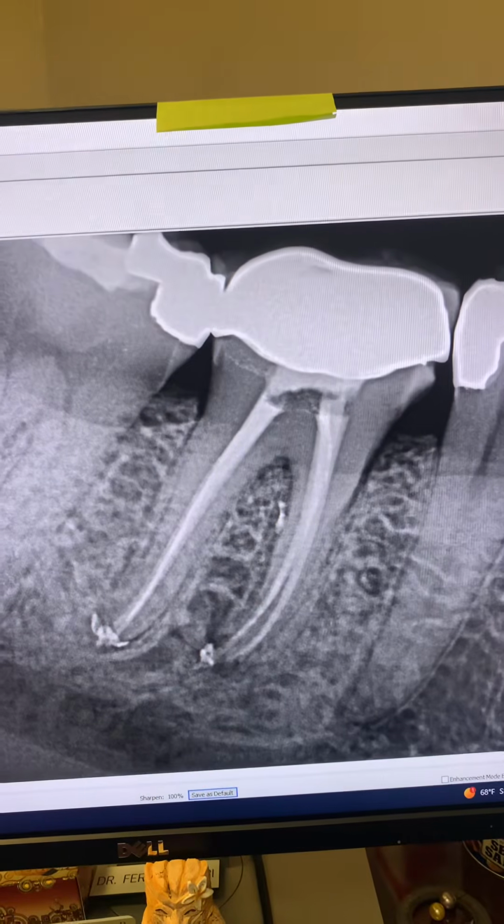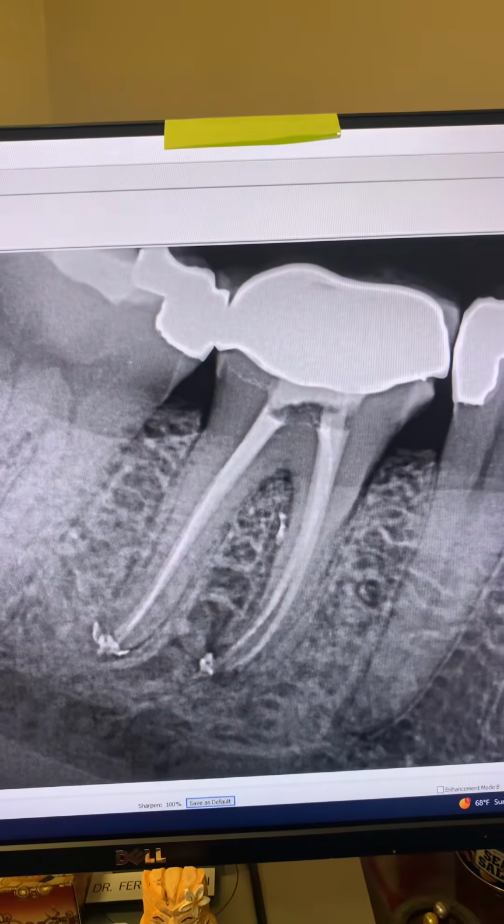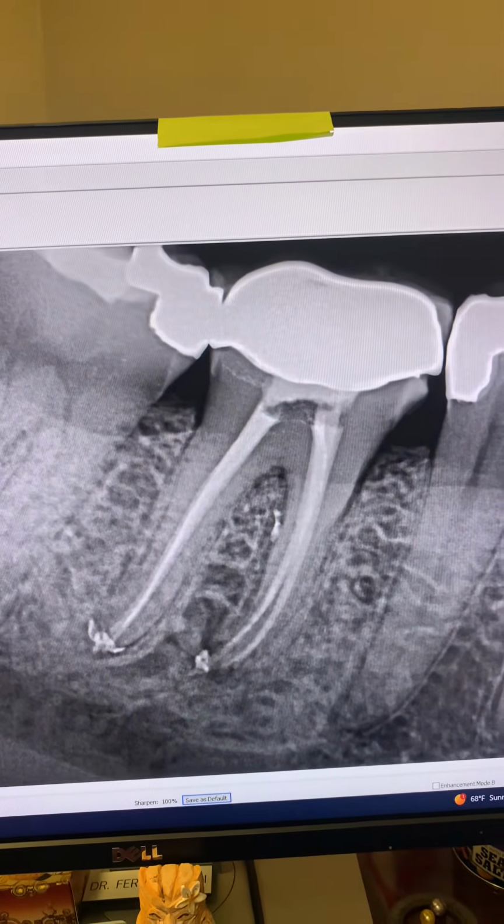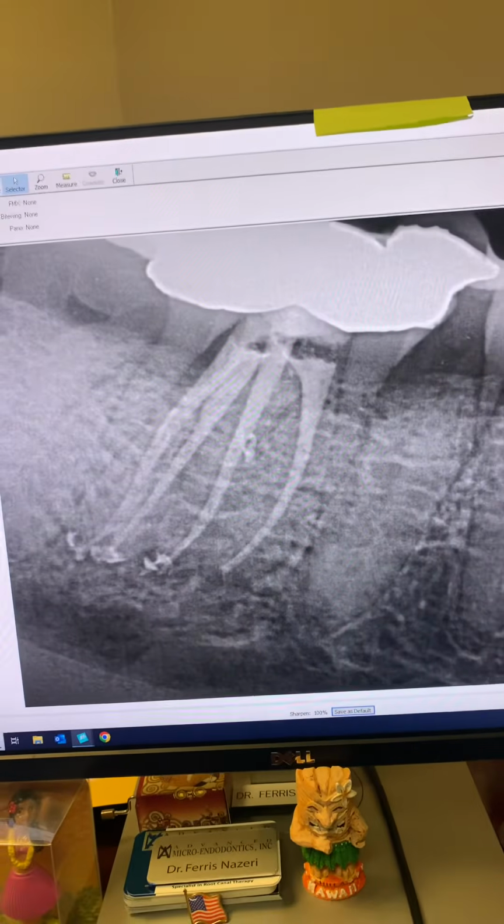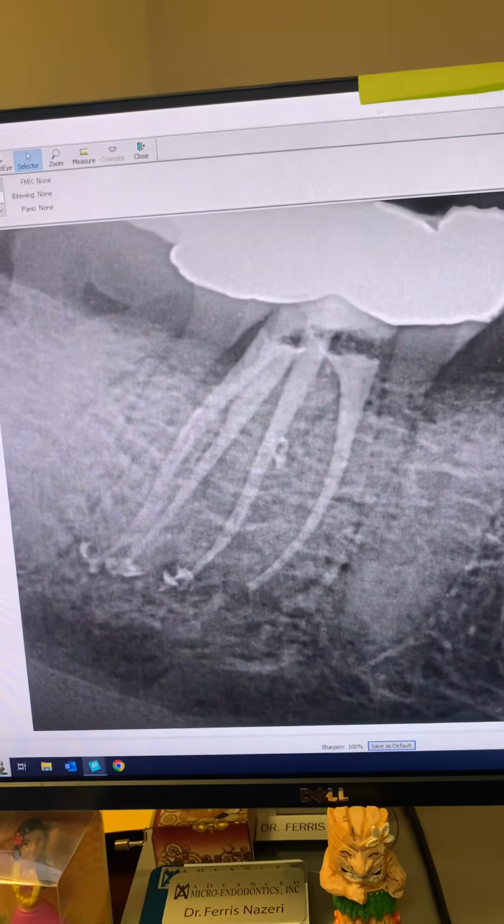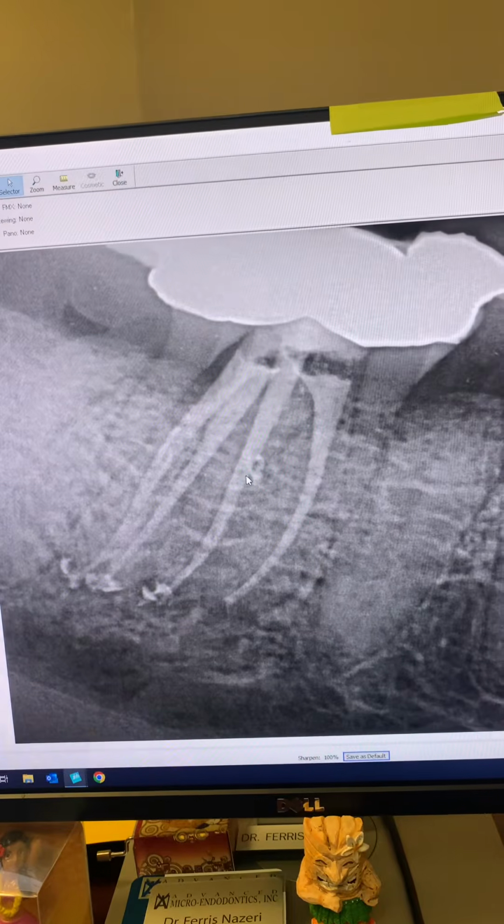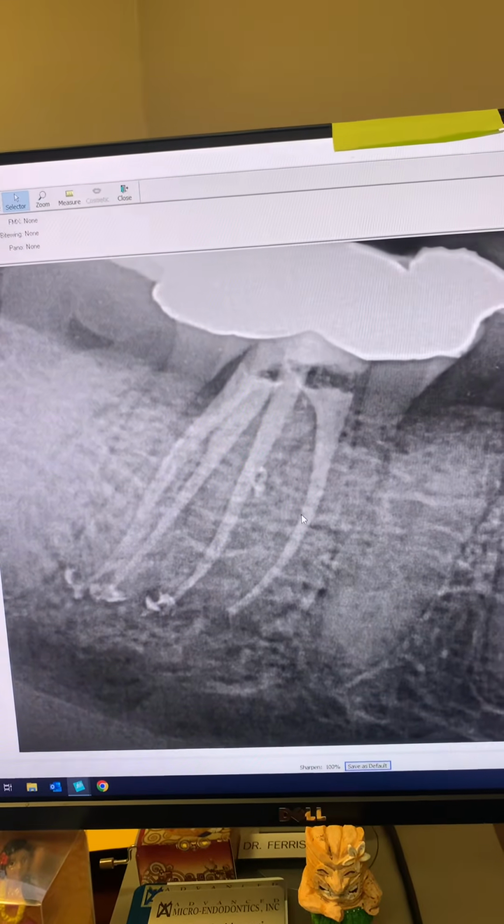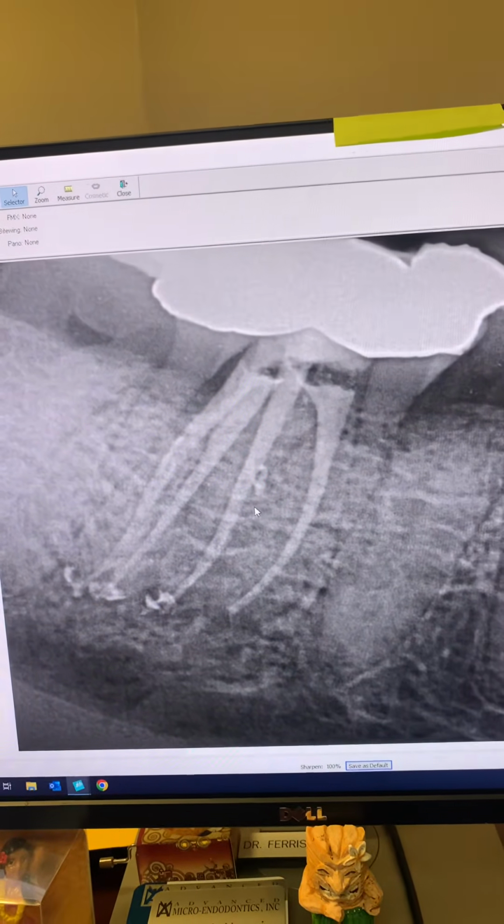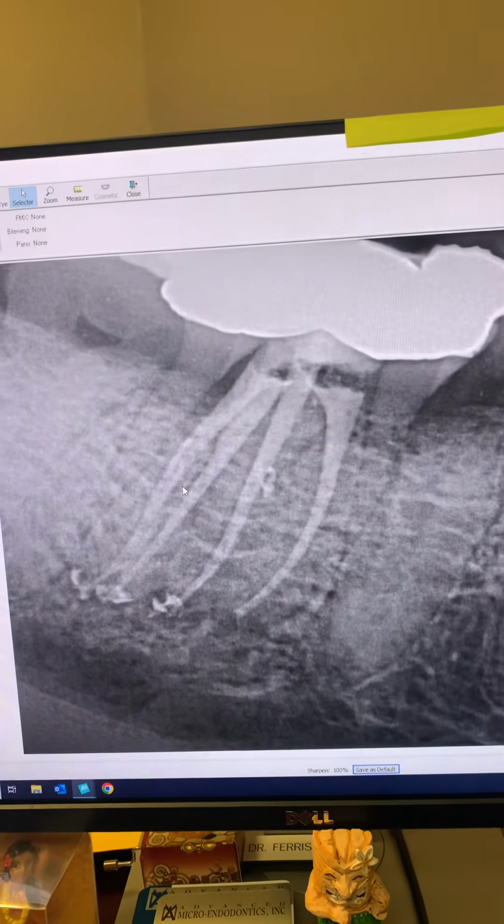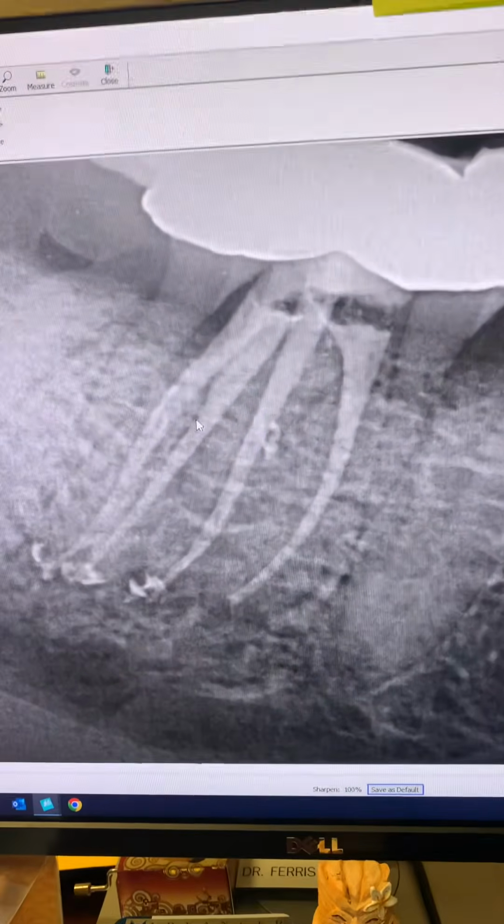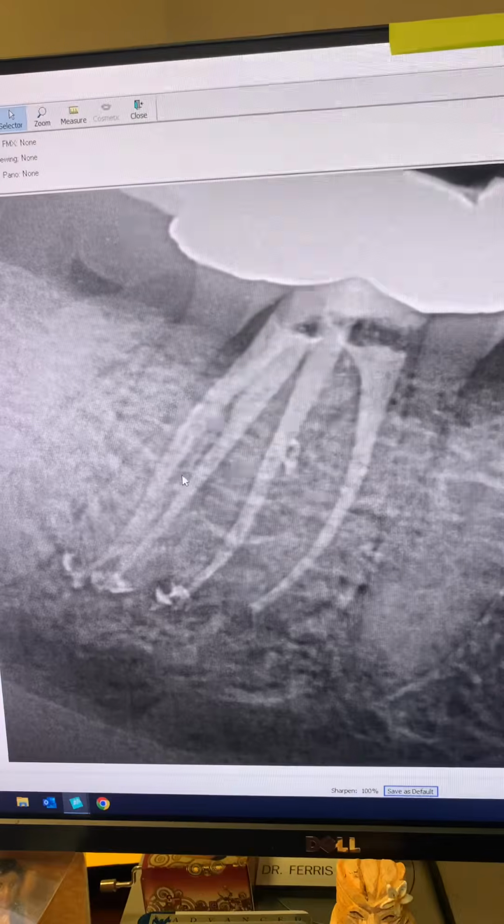All right. So that's one angulation. Let me show you another angulation. Now look at this angulation. You can see the lateral here again. Look at that. Two completely separate mesial canals, two completely separate distal canals, and tons of anastomosis.